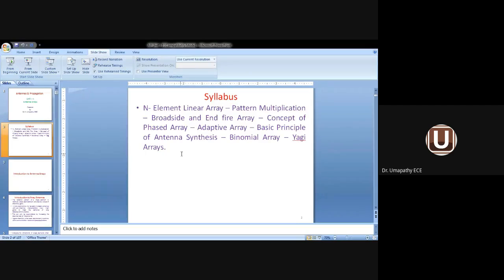These 3 topics will be covered in the coming Tuesday morning class. I think that is 1st September. So on 1st September, the 2nd unit will be completed for you. Because we have 3 topics: one is phased array, the 2nd one is antenna synthesis, the 3rd one is Yagi antenna. So in this unit, broadside array and end-fire array are very, very important when compared to other topics.